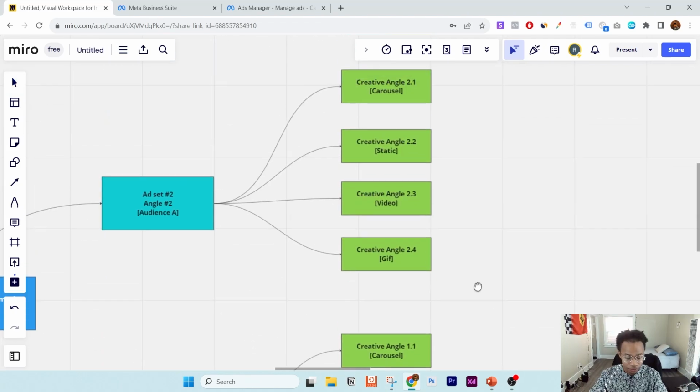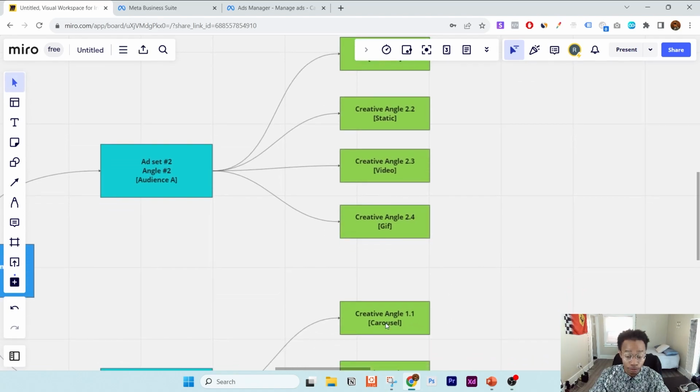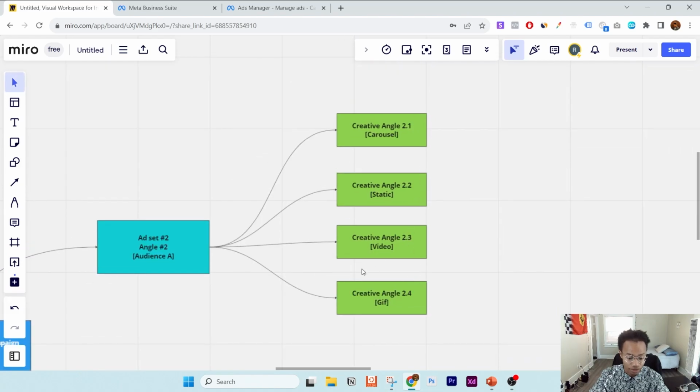And the same goes for over here. So now you're going to have creative angle number 2. This is going to be different from the first carousel, so carousel 2.1 is going to be different from 1.1 right here. The same applies to these. So we have creative angle 2.2, a static, creative angle 2.3, a video, and creative angle 2.4, a GIF.